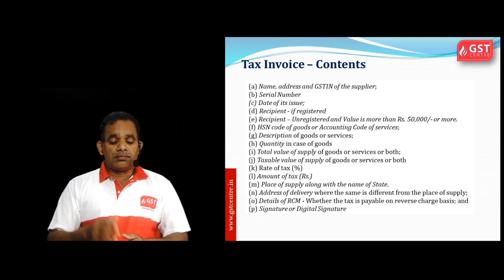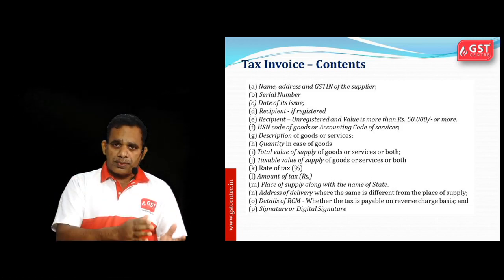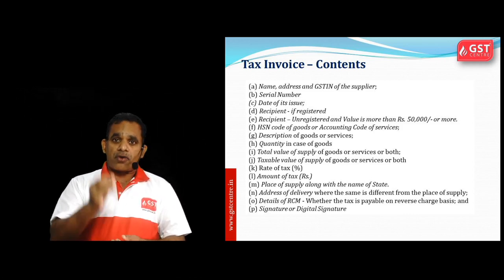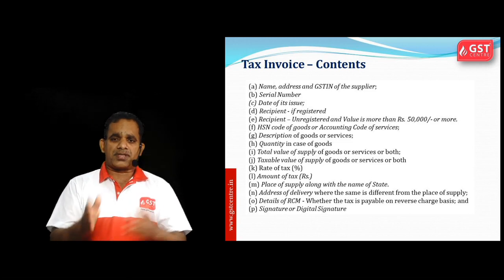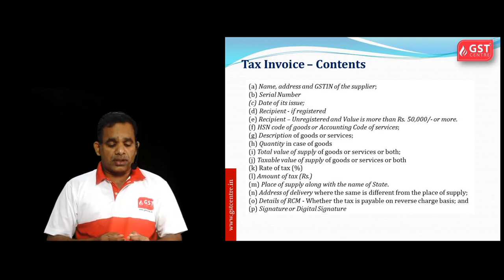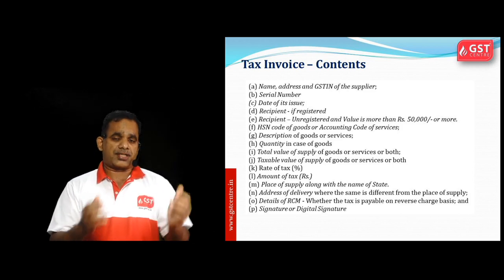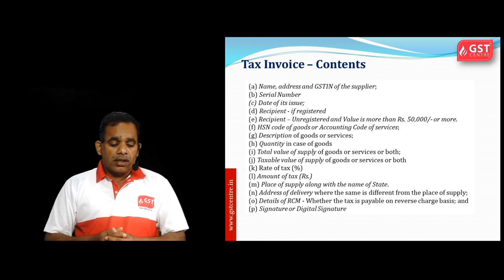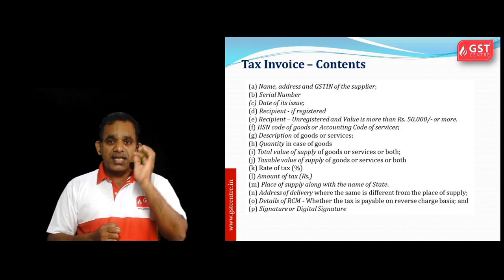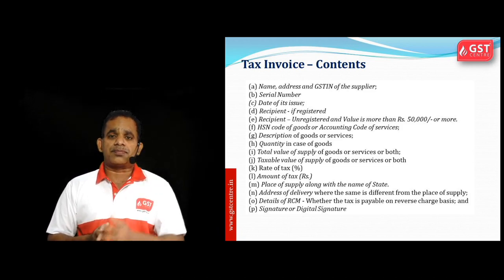Then value should be there, quantity should be there, then taxable value should be there, rate of tax, whether it is 5%, 12%, 18% or 28%, like that. Then amount of tax in words and figures. Then place of supply along with the name of the state. Then address of the delivery, where the same is different from the place of supply.